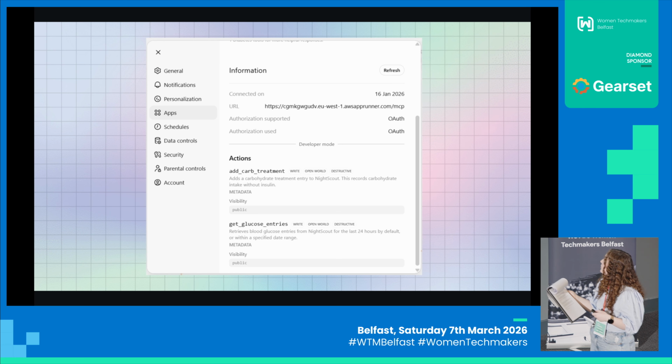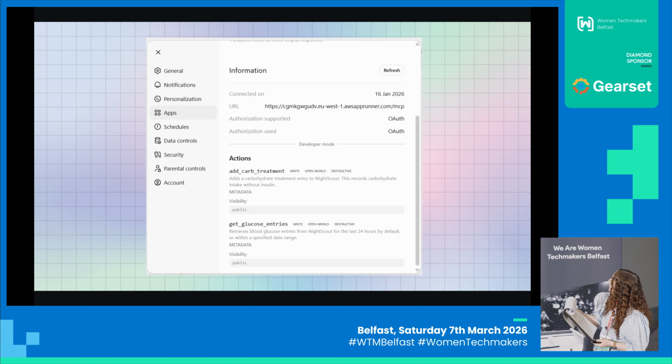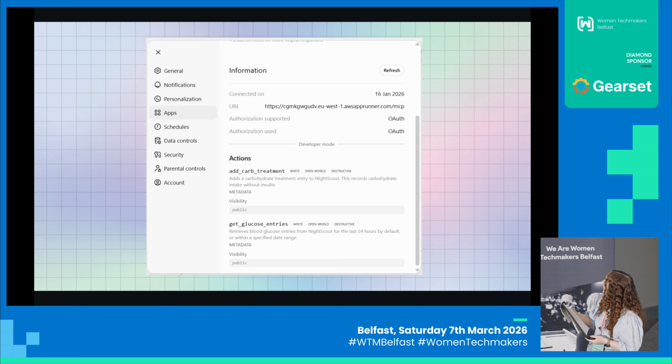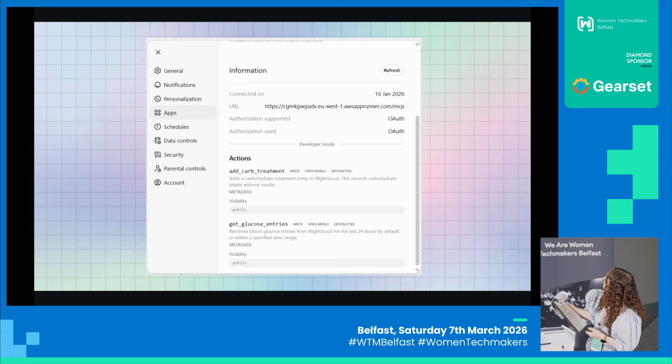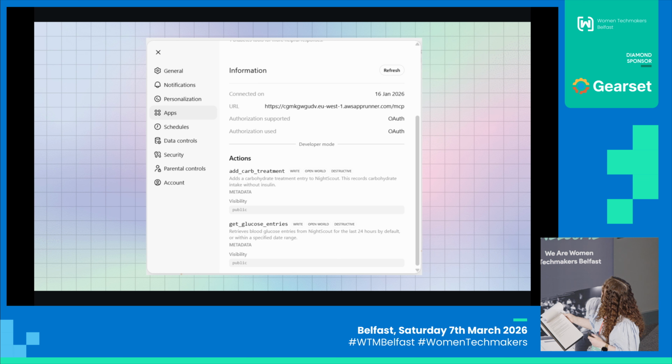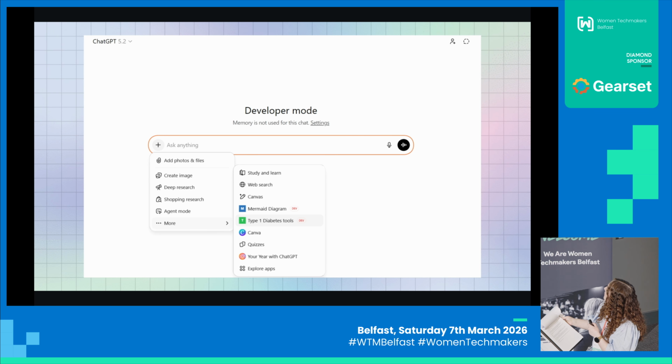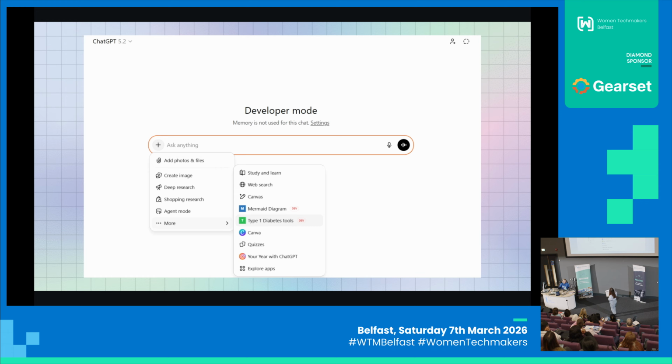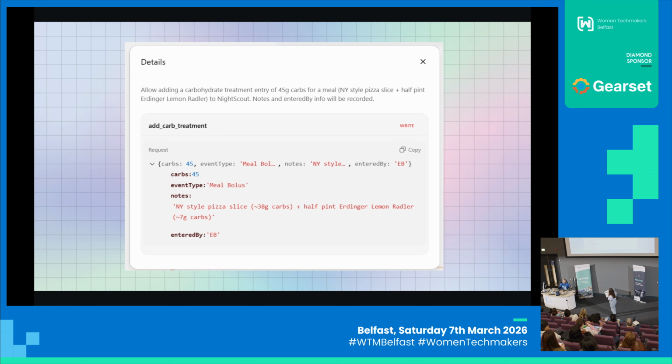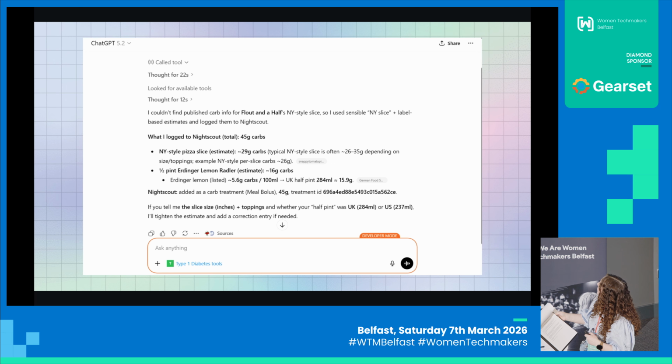And you do need to have a premium subscription for this, but you can go into your settings, you can add an app, and you can see in here we have the URL for my MCP server, the OAuth, and then the two tools that are available, so adding carb treatments and getting glucose entries. Then you can see me selecting it, and then asked it to estimate how many carbs there were in a meal I had out. And then there you go. You can see it's logged into Nightscout 45 carbs, which is very helpful for me.